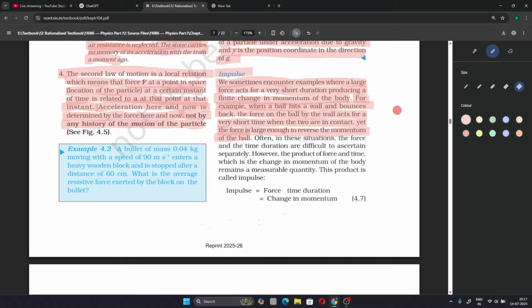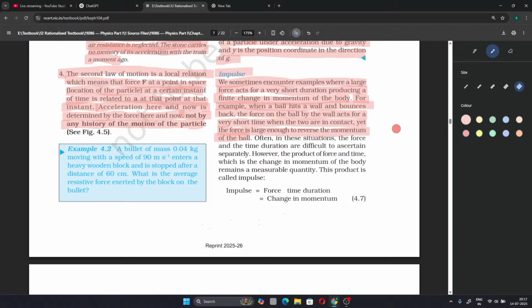This is what we call an impulse: giving a large amount of force in a short amount of time to induce a great change in momentum. Let's read the statement again. We sometimes encounter examples where a force acts for a very short duration, producing a finite change in momentum of the body.